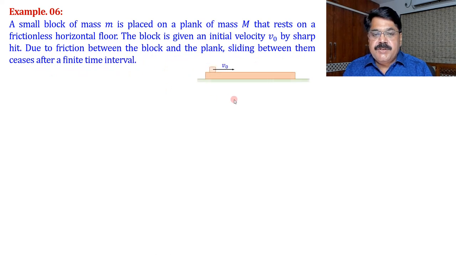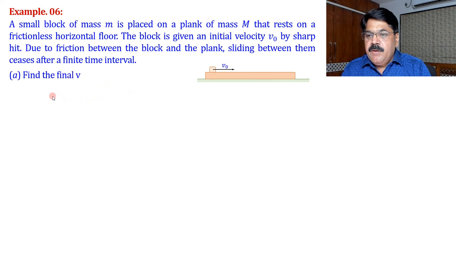So the situation is given here. The plank is placed on a frictionless horizontal floor and the block is placed on the plank, and the block is given a velocity v0 by a sharp hit. But there is friction between the block and plank, and after some finite time the slipping between block and plank will stop. From that instant, block and plank will move with the same velocity. So what is asked here? Part A: find the final velocity v of the block.